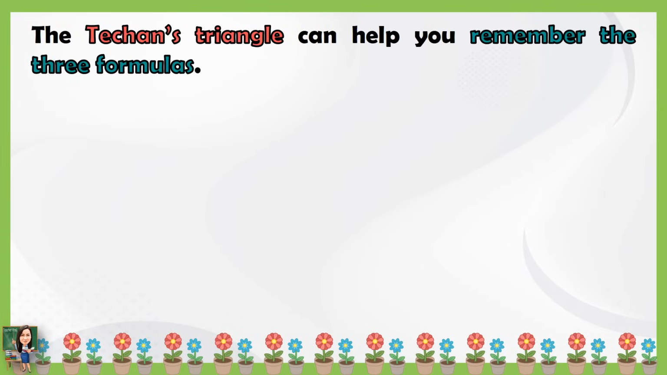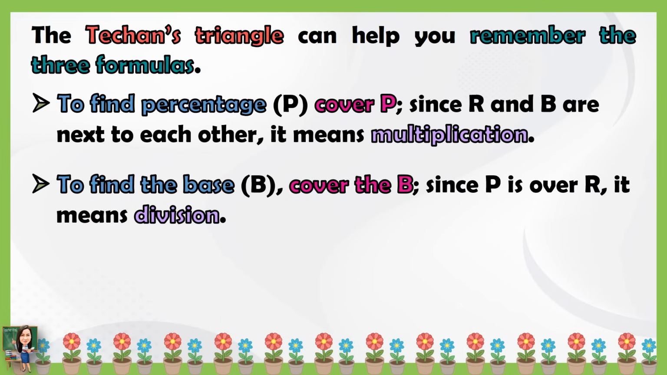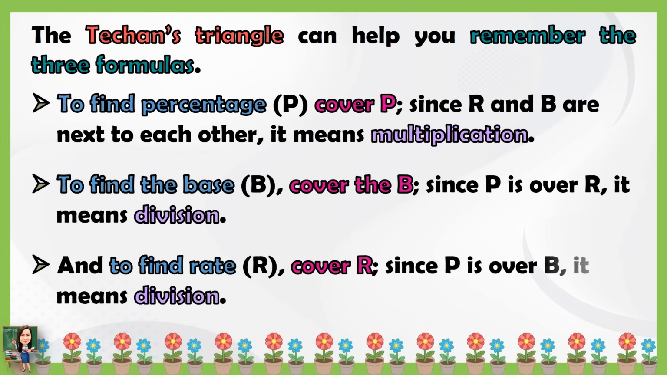The triangle can help you remember the three formulas. To find percentage, cover P. Since R and B are next to each other, it means multiplication. To find the base, cover the B. Since P is over R, it means division. And to find rate, cover R. Since P is over B, it means division.